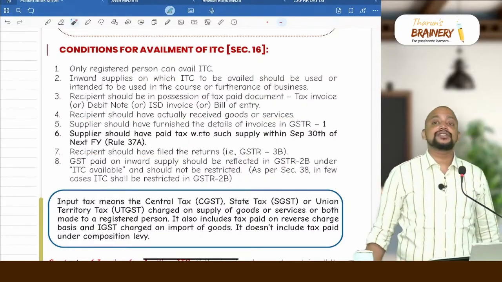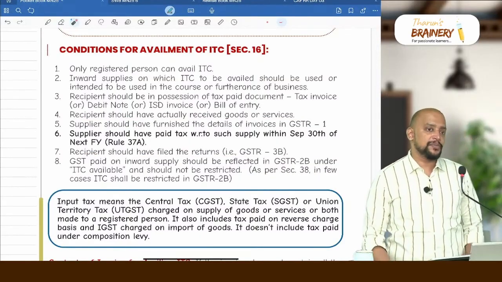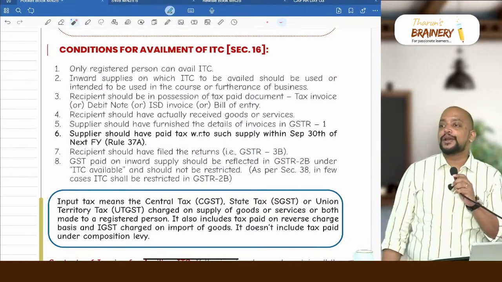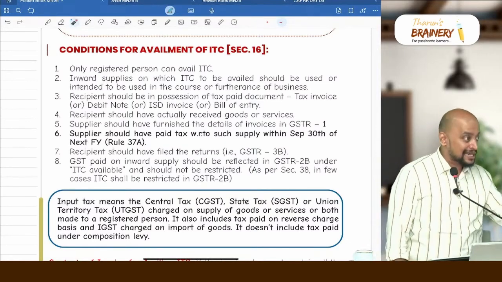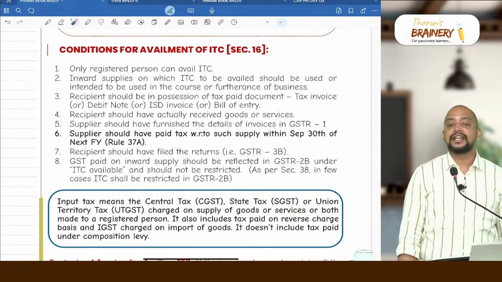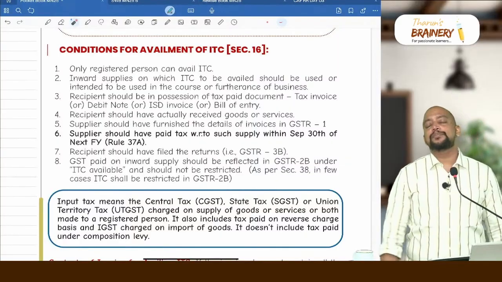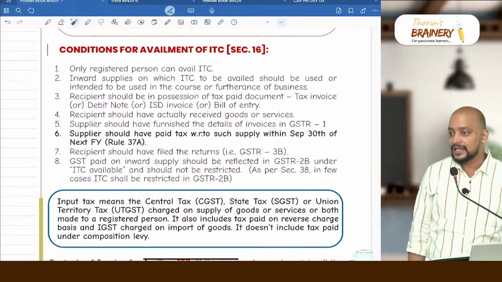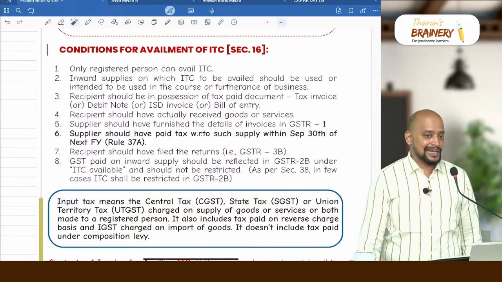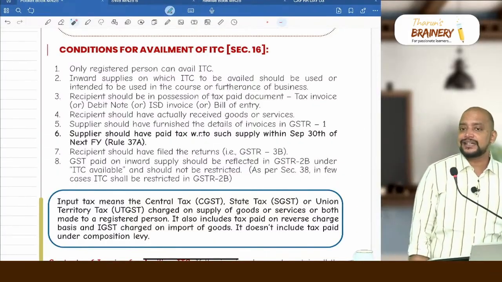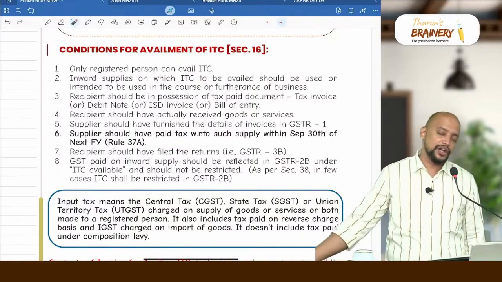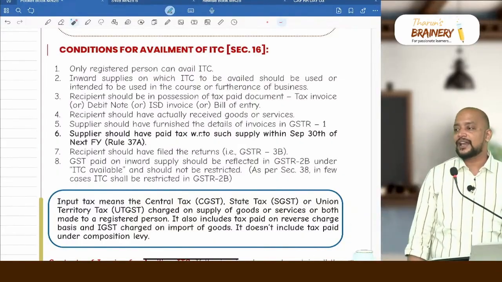The next three conditions are not in the capacity of the recipient but are to be fulfilled by the supplier. What should the supplier do? He should report those details in GSTR 1 and that GSTR 1 should be filed by the due date. So what will happen if the supplier is not at all filing GSTR 1? It will not come in 2B. If it is not coming in 2B, it cannot be taken. Number 2, if the supplier files GSTR 1 but he missed the invoice, will it come in 2B? No, it will not come in 2B. So ITC cannot be taken.